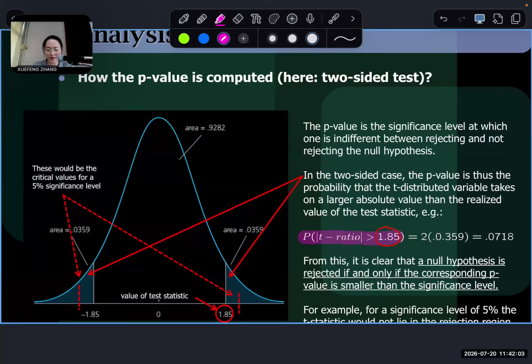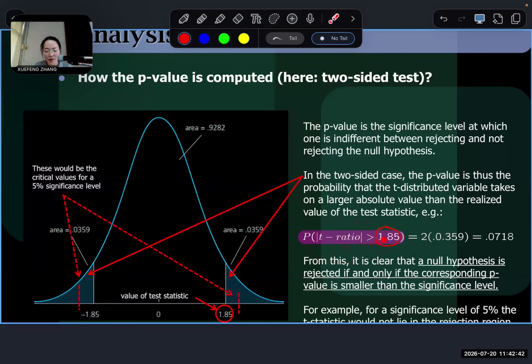You see? If you ask a Bayesian statistician, they will say this logic is wrong. But I don't want to confuse you now. So here, let's follow this one. We want to know the probability that our t-ratio is greater than 1.85, okay? This is how we calculate probability. And then, why is it 2 times 0 point something? Because here it is a two-sided test, right?